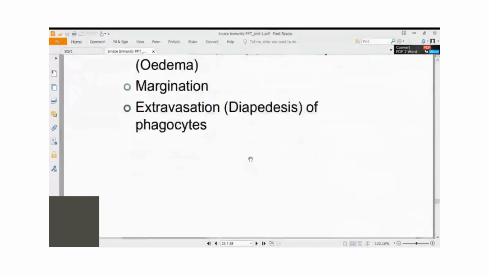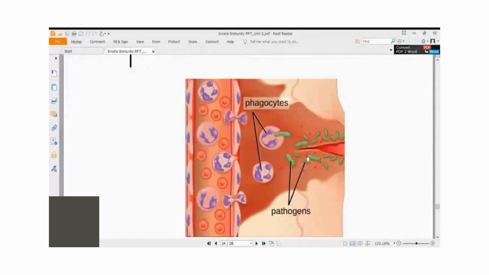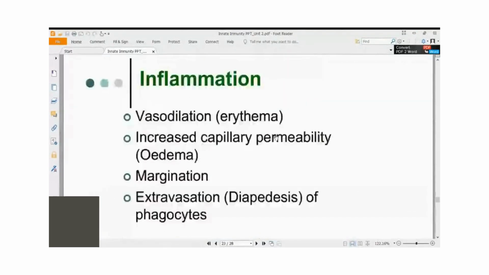Let us take the example of a wound. Let us presume that, to the extreme right of the slide, you can see a wound that has taken place. The skin is ruptured and the bacteria have entered through that wound. As soon as the bacteria enter that place, your body responds immediately. And to that area, a large amount of blood is going to be pumped.